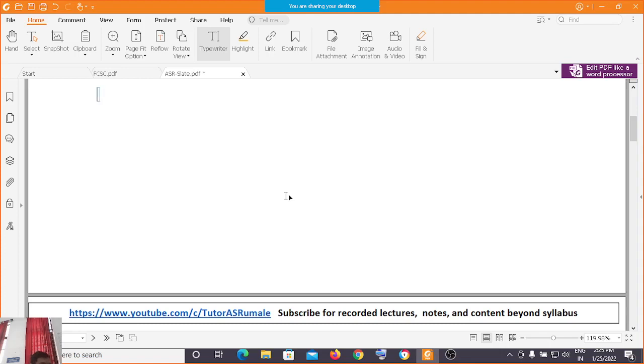So what are the steps of digital forensics? Let's call these the steps of digital forensics. So what are the steps? The first step for digital forensics is you have to identify. Identification. So whenever crime happens, you need to identify the digital evidences.